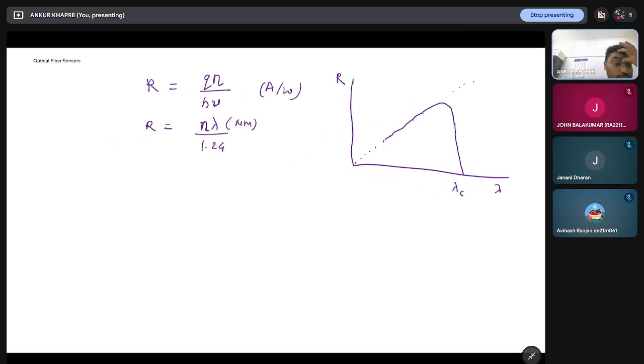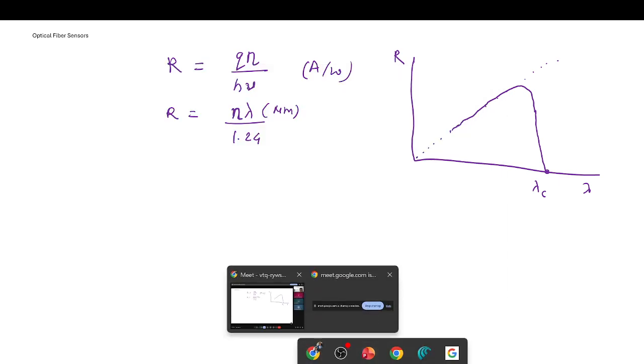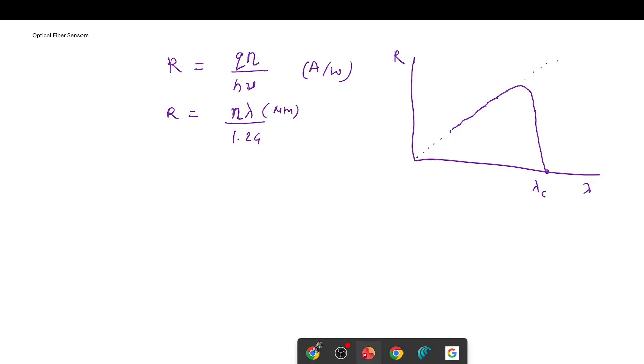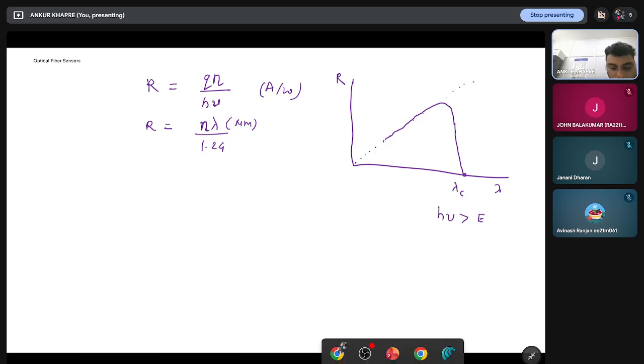The responsivity decreases drastically after some time, after some wavelength. Why is it happening so? Because, as Janani also told, photon energy should be greater than the band gap.